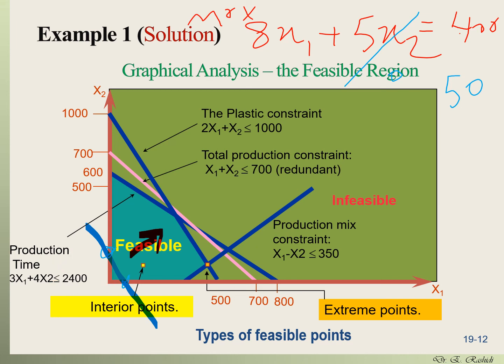We should move it to the right. And if you move it to the right, this point would be the last point that it would touch the feasible space before it moves out. Okay, so this means this extreme point is our optimal solution.